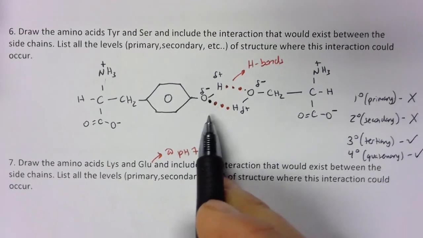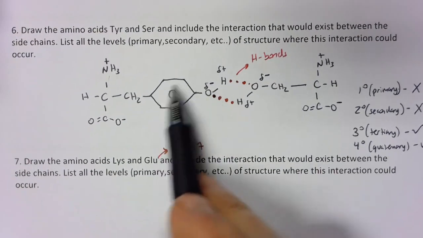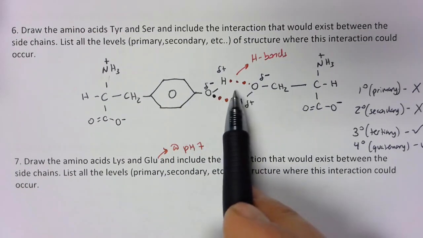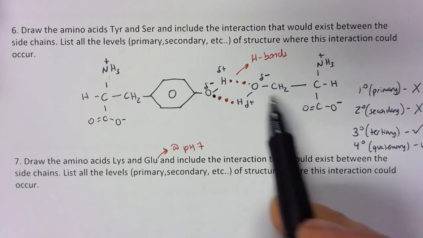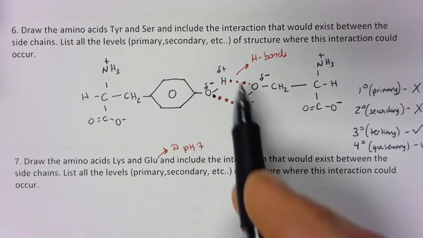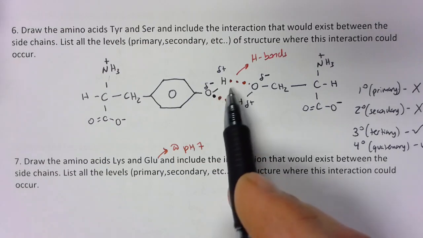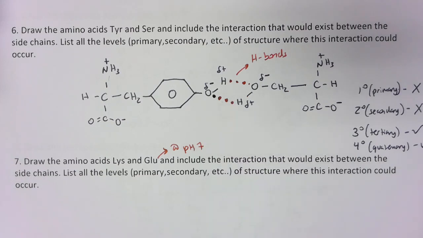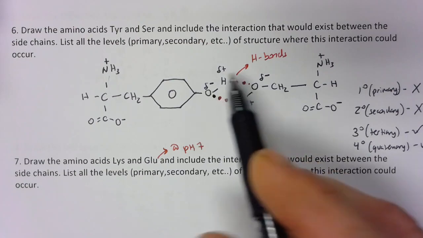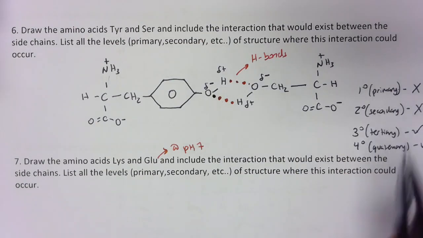Because remember, with tertiary and quaternary, the side chains are involved in the attraction between amino acids. So the protein can fold back on itself, and the side chains can come close to each other and attract each other and kind of pull the protein inward and make a fold or a turn in some cases, and make the structure more complete. So for tertiary and quaternary, this interaction could occur, but not primary or secondary.